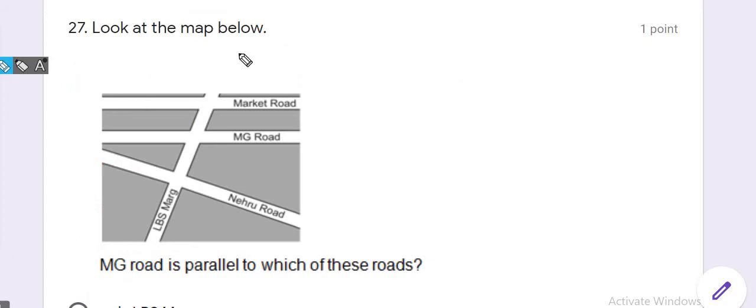Question 27. Look at the map below. MG Road is parallel to which of the roads? So we have MG Road like this, and parallel lines never meet each other. So the road parallel to MG Road is Market Road.